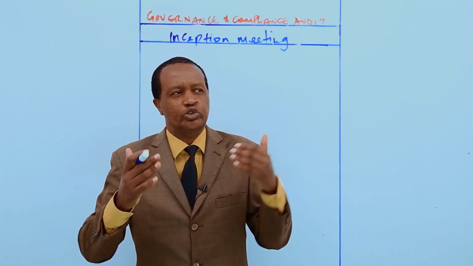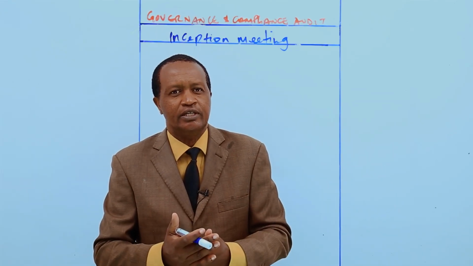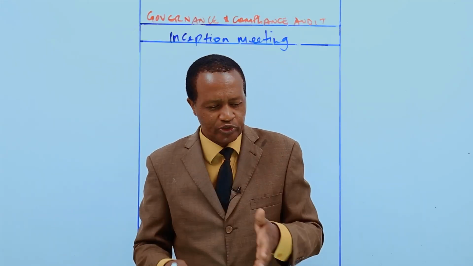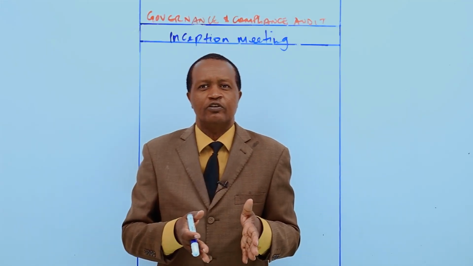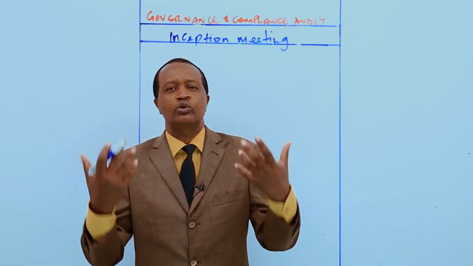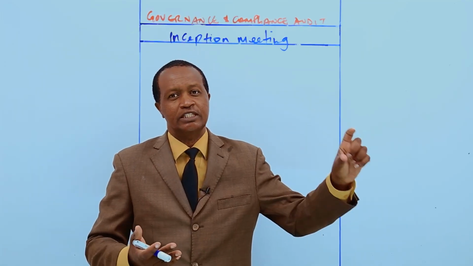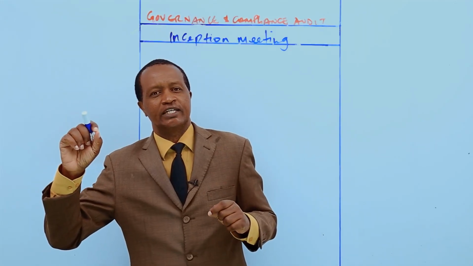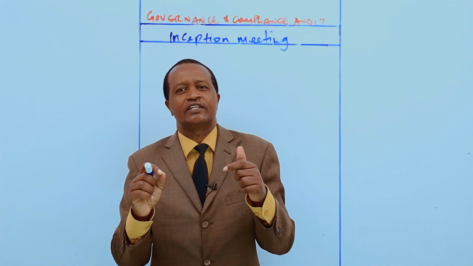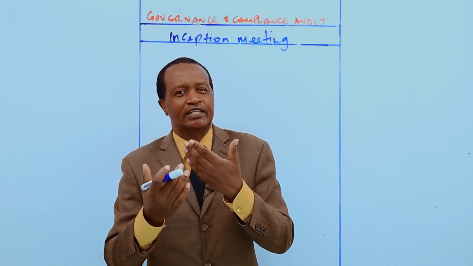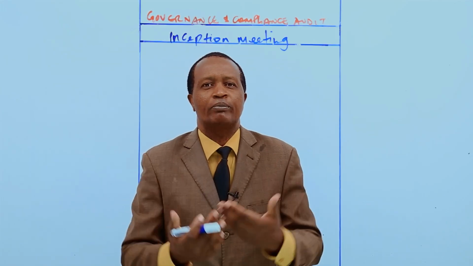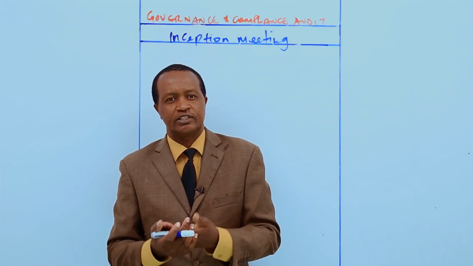It is a crucial initial step in the conduct of a governance and compliance audit because it sets the foundation for collaborative and efficient audit process by ensuring mutual understanding between the audit team and the client organization. And this meeting is typically held after the formal engagement letter has been signed, but before detailed fieldwork commences. Do you understand, candidates?